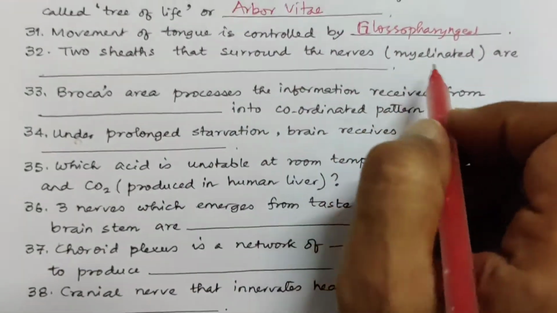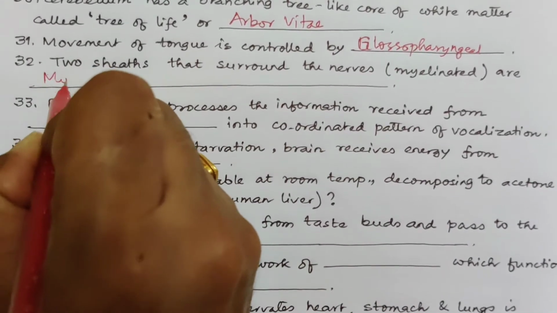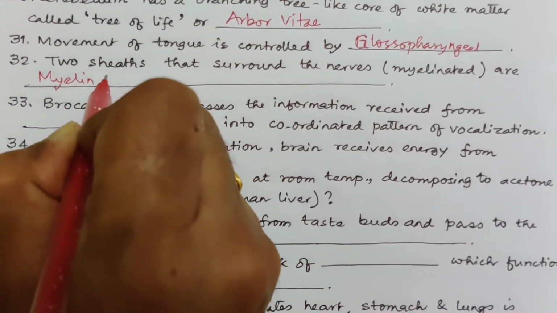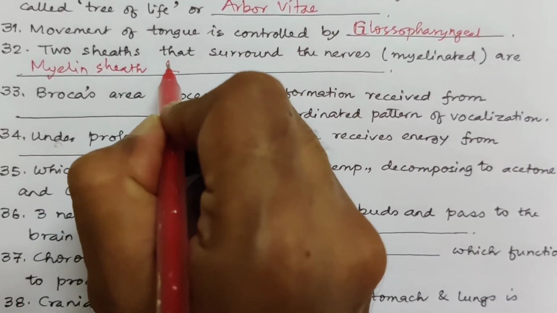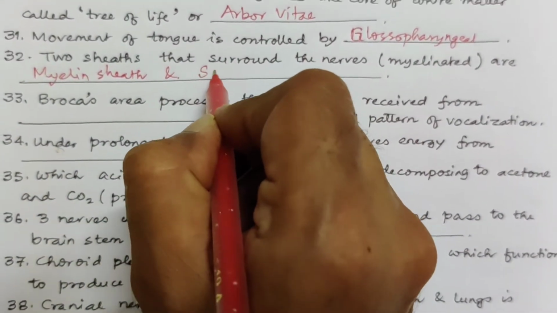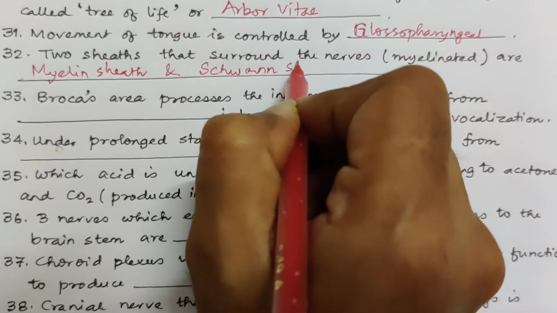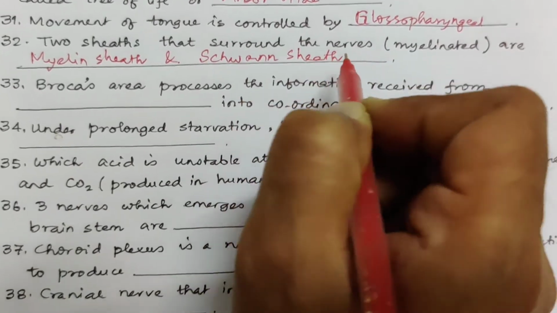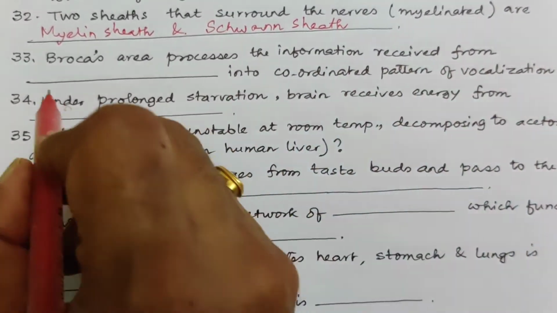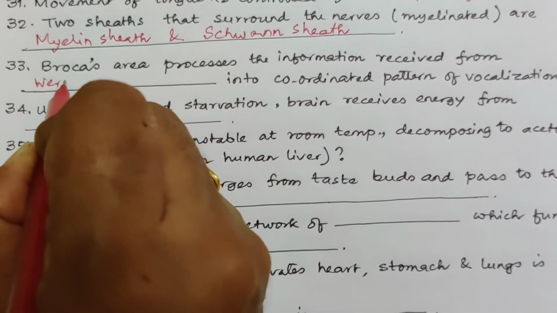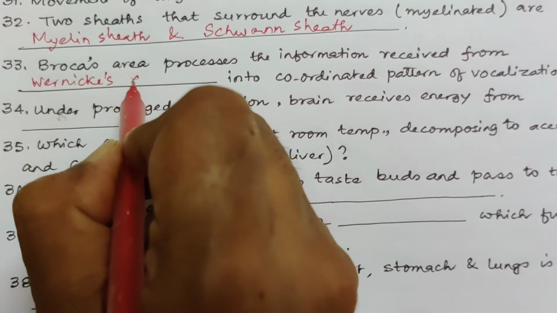Two sheaths that surround the myelinated nerves are myelin sheath and Schwann sheath. Broca's area processes the information received from Wernicke's area. These are speech centers.